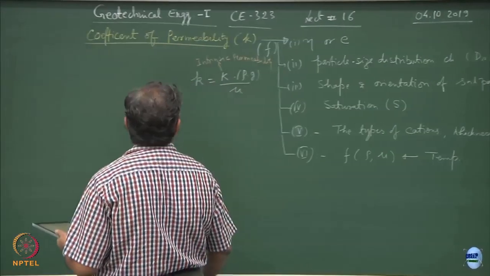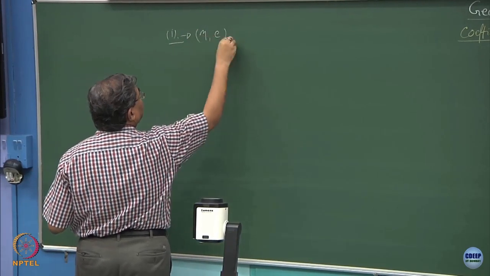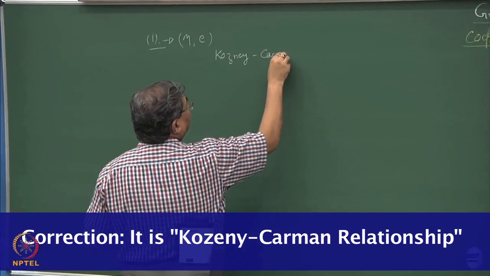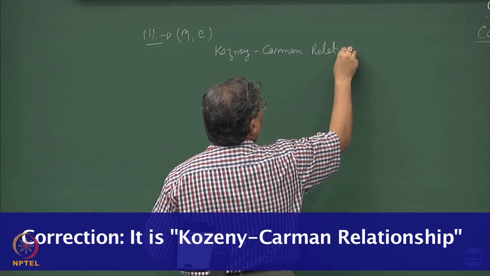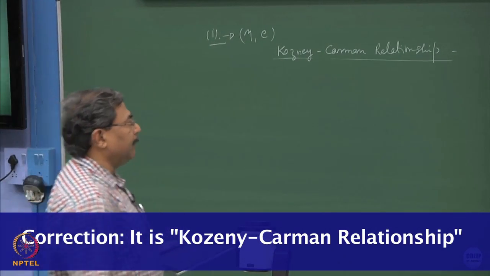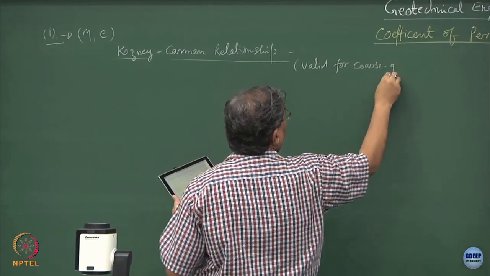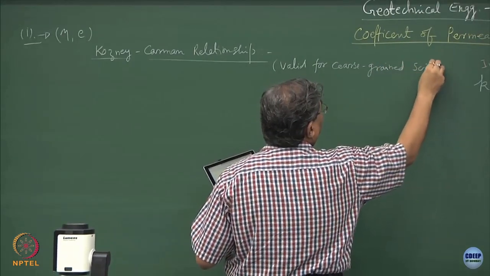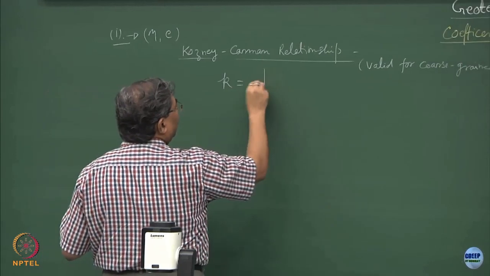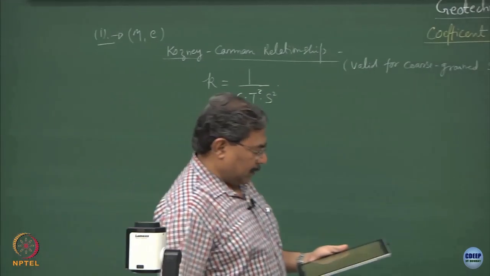So, the first parameter, if you want to understand what is the influence of the porosity or the void ratios, this is what is known as the Kozeny-Carman relationship. This relationship is valid for mostly coarse grained materials. And it is written as the coefficient of permeability is equal to 1 upon C multiplied by T square into S square. C is the shape factor.